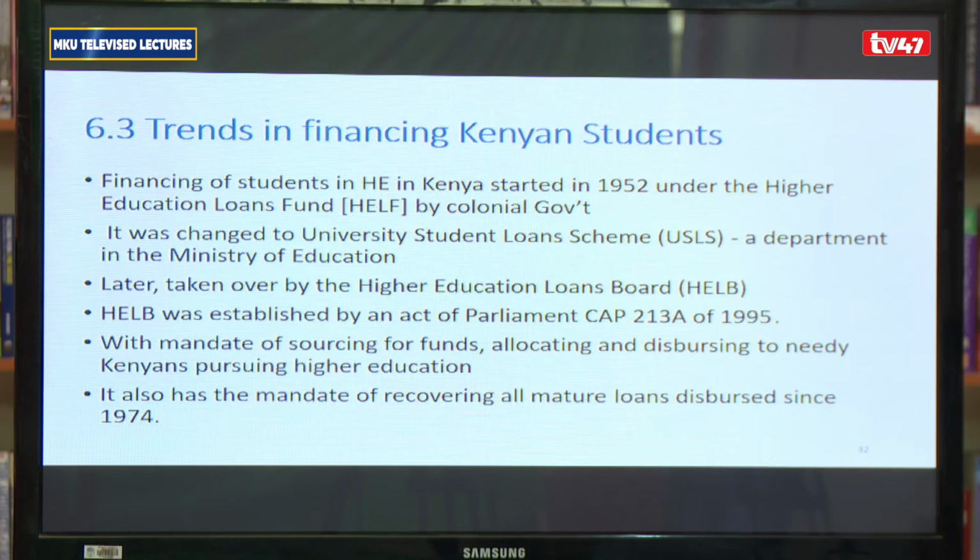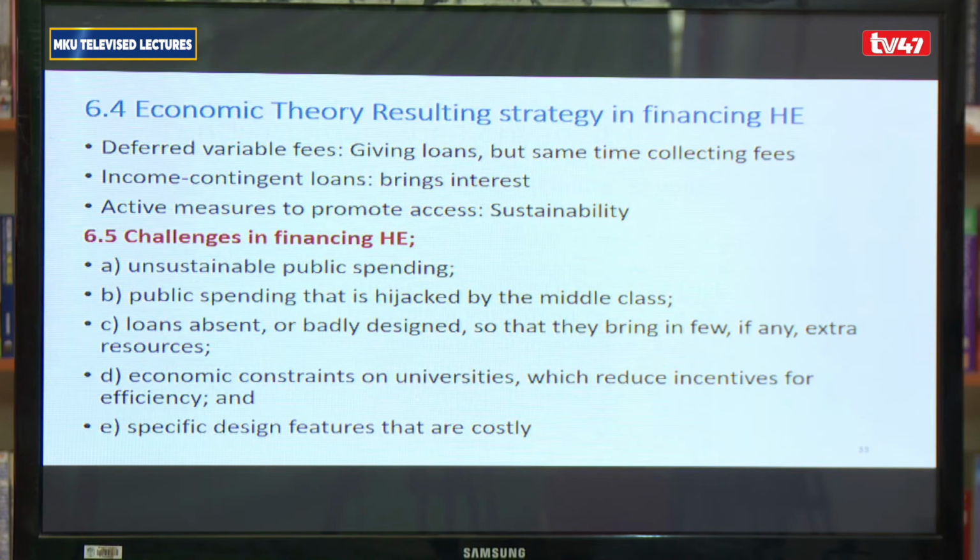HELB was established by an Act of Parliament, Cap 213A of 1995, with the mandate of sourcing for funds, allocating and disbursing to needy Kenyans pursuing higher education. It also has the mandate of recovering all mature loans disbursed since 1974. And this is where we are saying that we have a problem. Some people, even now, think that they are not supposed to be paying for this loan. It's not even something that we should be discussing.